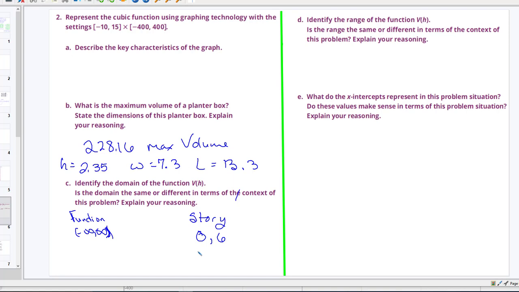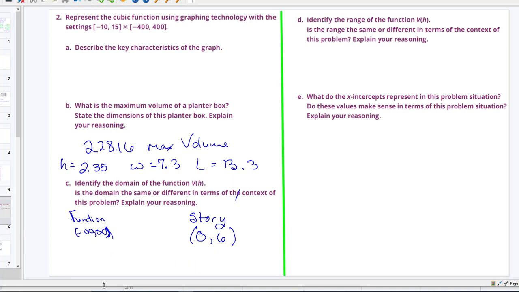But at 0, my volume is 0. Are we going to design a planter box that has no volume? The answer is no. There'd be no point in it. And at 6, our volume is 0. Are we going to design a planter box that has no volume? No again. So therefore, we're not going to include those. We're going to put those in parentheses.